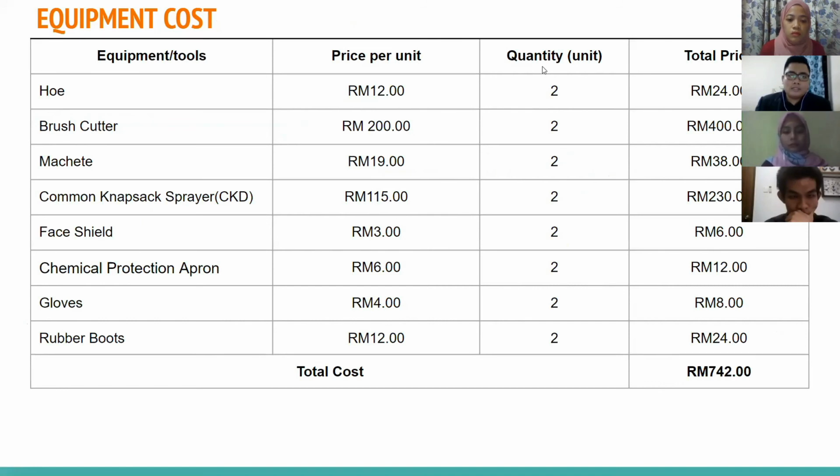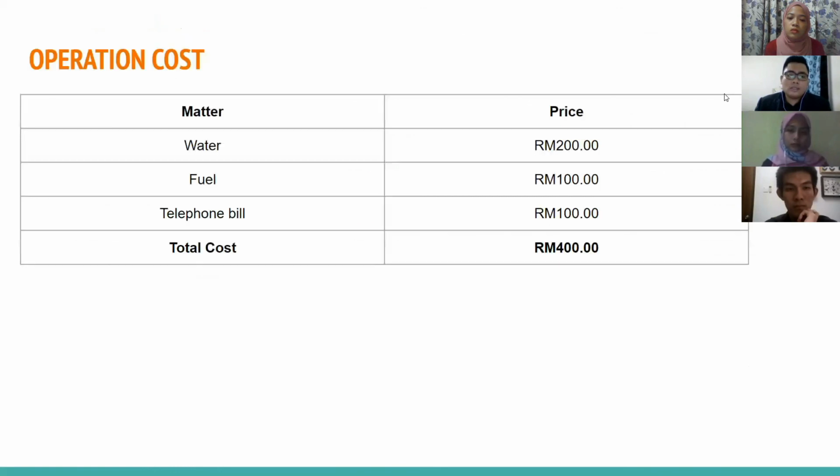Then the equipment cost. The equipment and tools that we have decided to use in our farm are a hoe, brush cutter, machete, common knapsack sprayer, facial protection, chemical protection aprons, gloves, and rubber boots. The total cost of all of this equipment is RM 742. Then the operation cost. The items included in the operation cost are water, fuel, and telephone bills. So the total cost is RM 400.